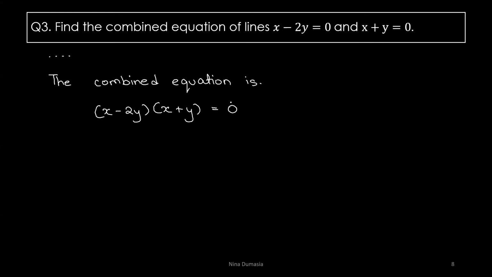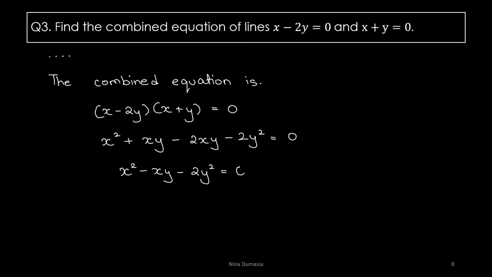Correct? You just have to multiply these two. Already everything is on the left hand side, so we just have to multiply. First we multiply by x, so we get x square plus xy, now minus 2xy and minus 2y square is equal to 0. And here we can combine these two terms and therefore we get that x square minus xy minus 2y square is equal to 0.